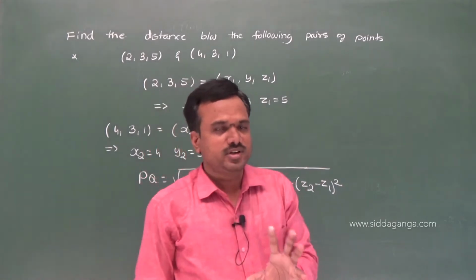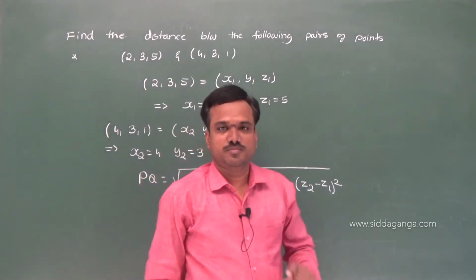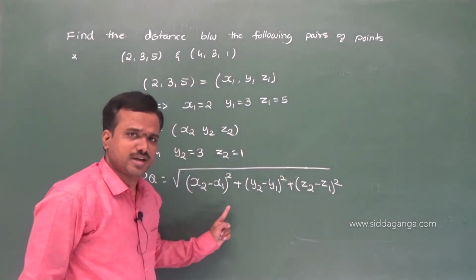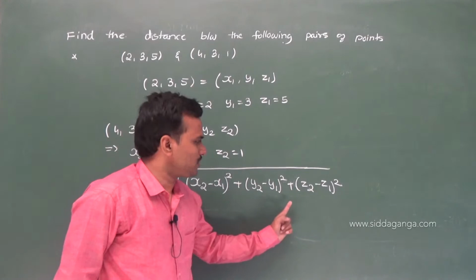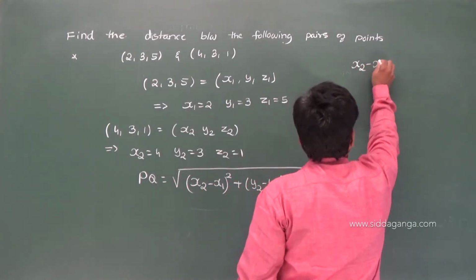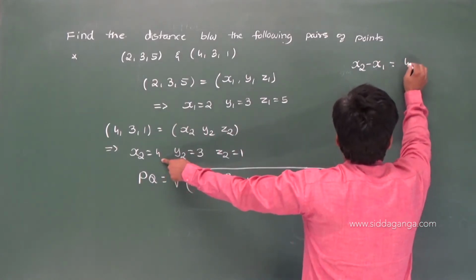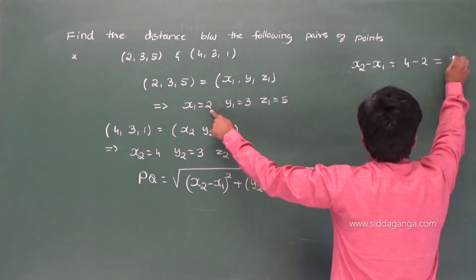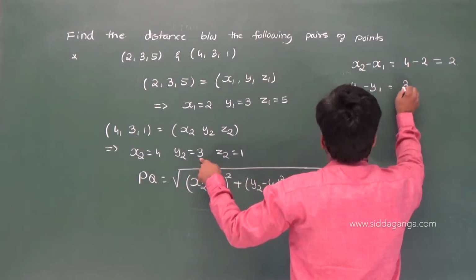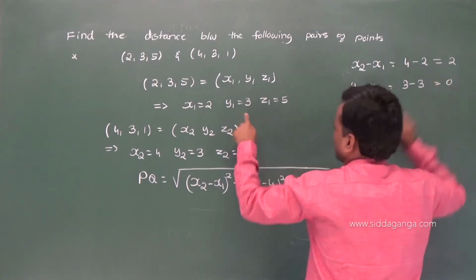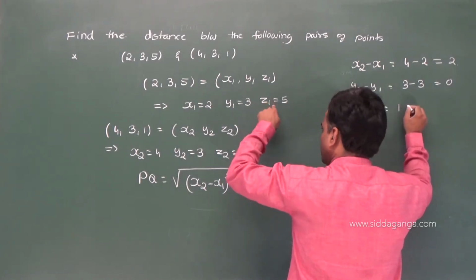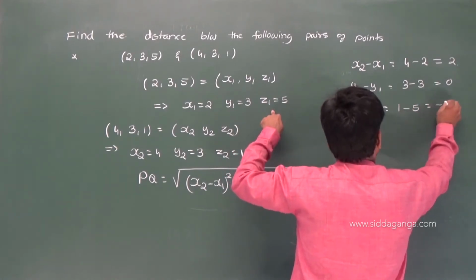Correct? Just now we derived the formula for the distance between 2 points in space. Firstly we find x2 minus x1. x2 is what here? 4. 4 minus x1, which is 2. 4 minus 2 is how much? 2. y2 minus y1. y2 is 3, y1 is 3. 3 minus 3 is 0. z2 minus z1. z2 is 1, z1 is 5. 1 minus 5 is minus 4.